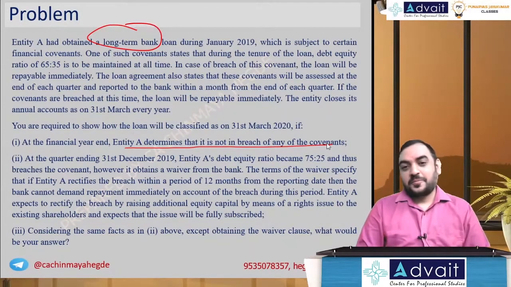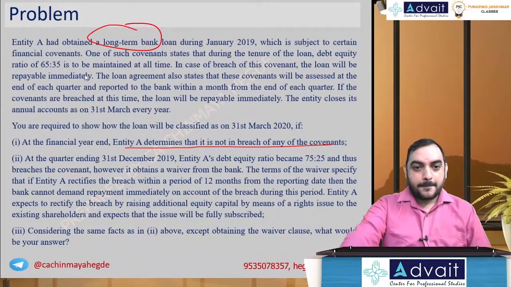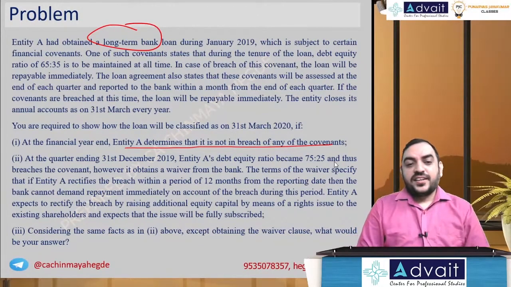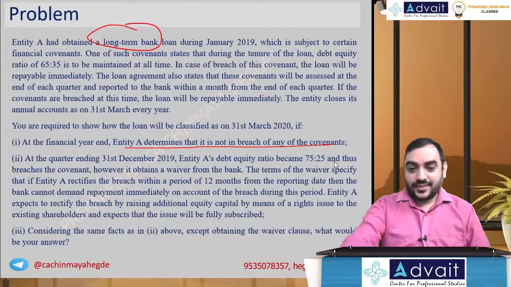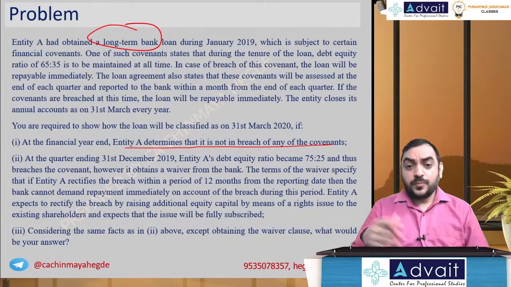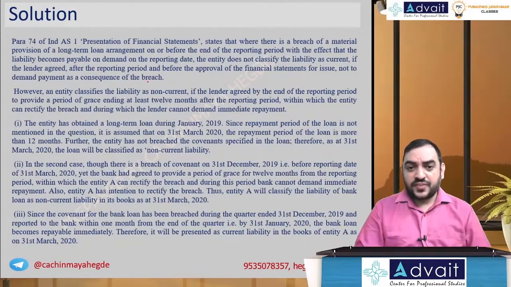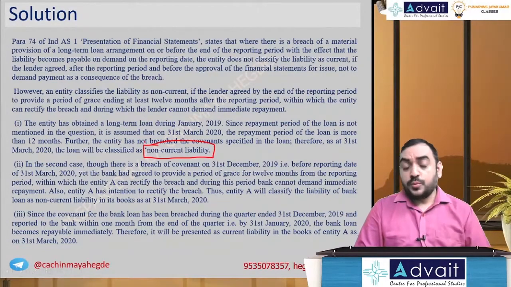What do you think would be the answer then? If there is no breach, it continues to be classified as a long-term loan. So it will be classified as non-current. Because it's a long-term loan, it continues to be classified as non-current. So this paragraph is there, you can read it. It will continue to be classified as a non-current liability because there is no breach.